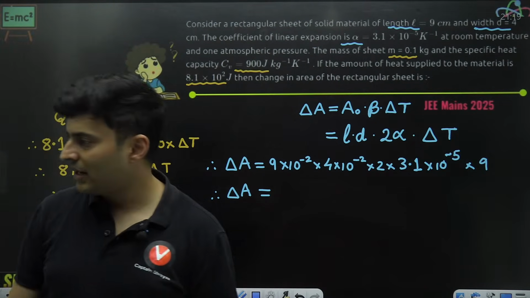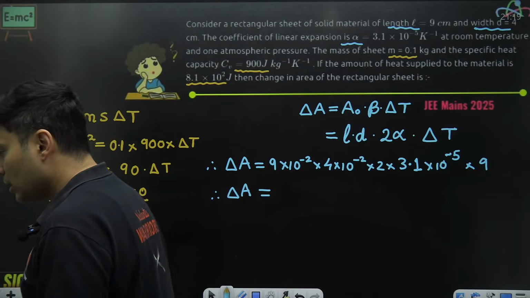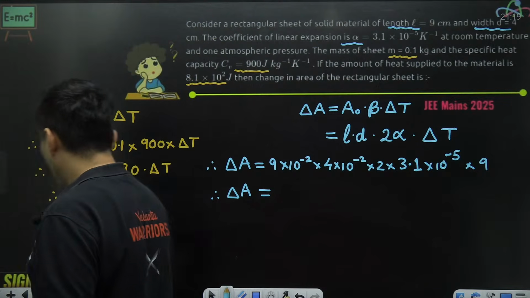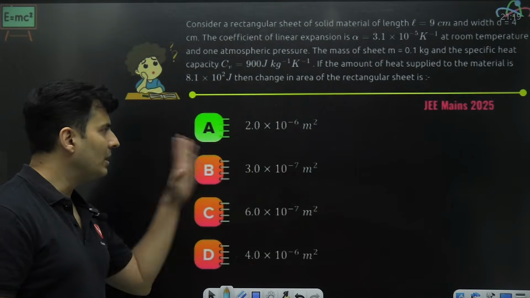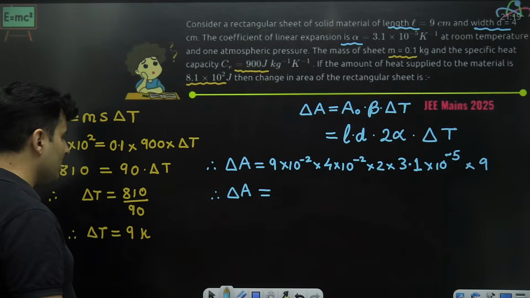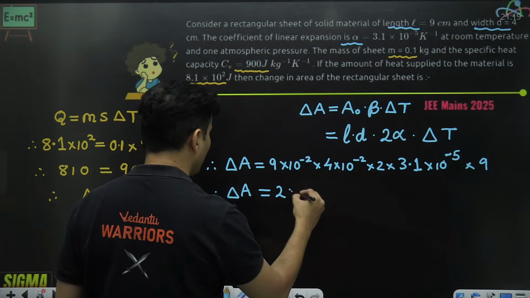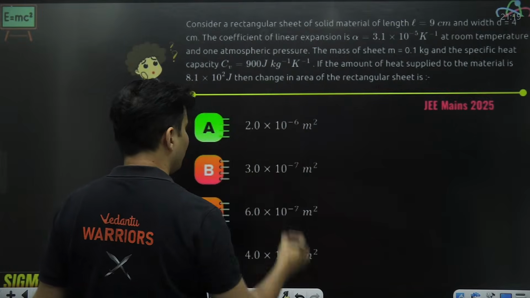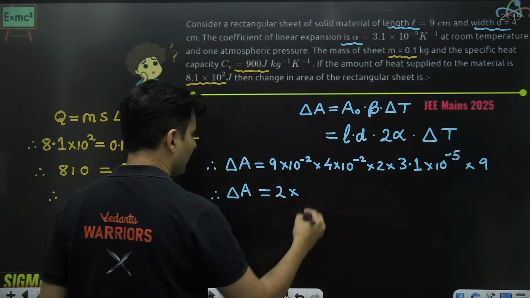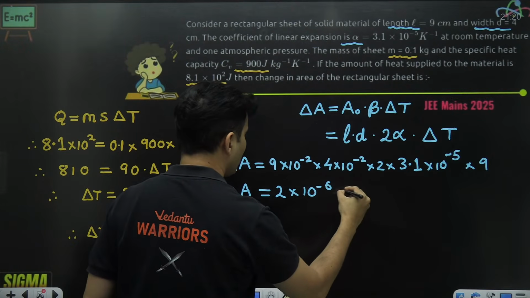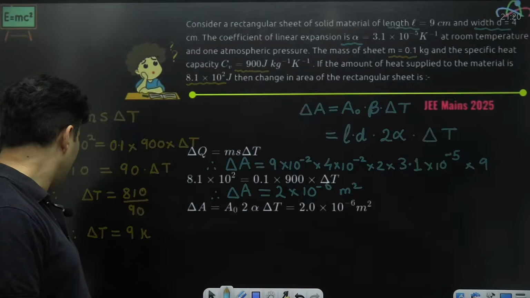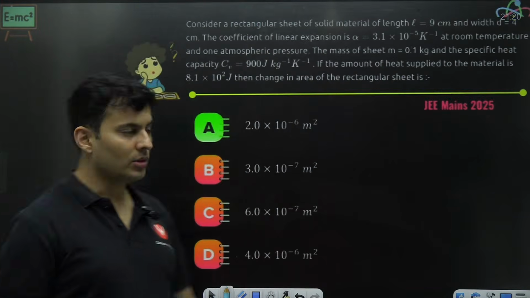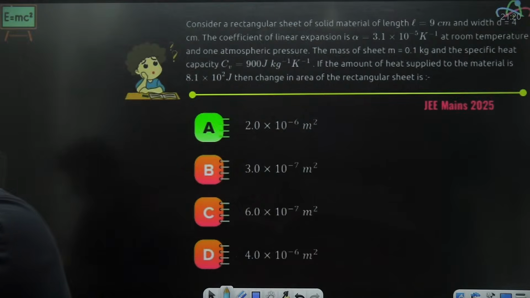Is that clear, everyone? How do we do it? Thank you, Kovar. All right. That gives me the answer as 2 into 10 to the power negative 6. You can just do the calculation. It's not that difficult. So 2 multiplied by 10 to the power minus 6 is the answer, in meter square. Everything is in SI units. Okay, very good. Perfect.